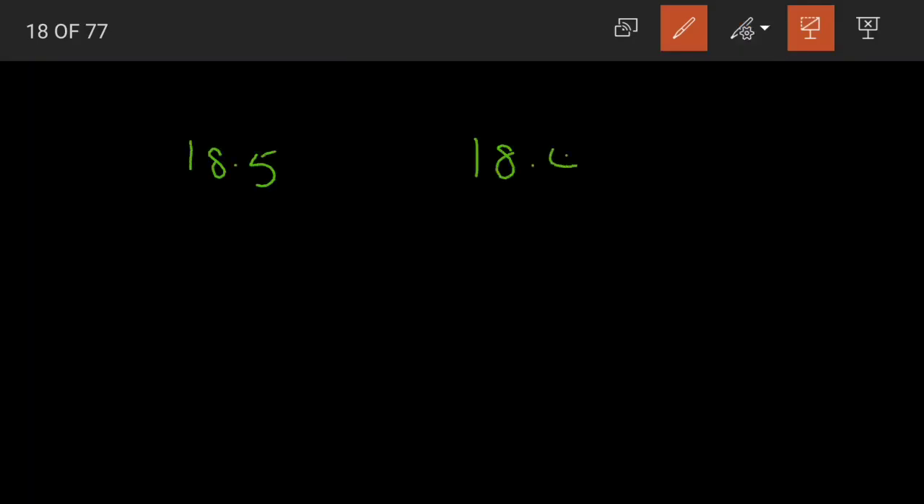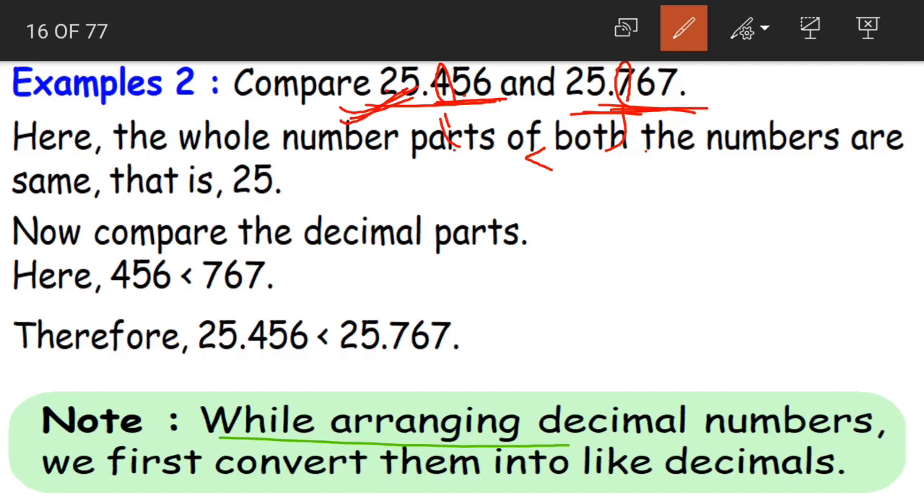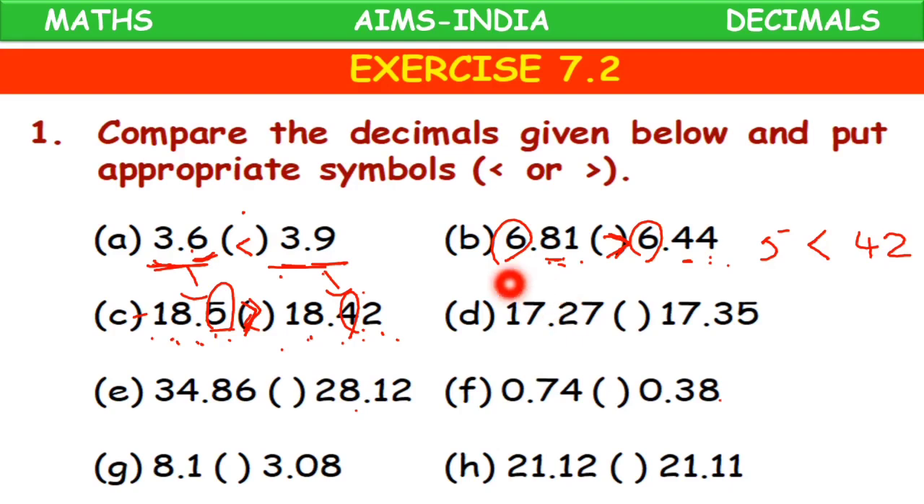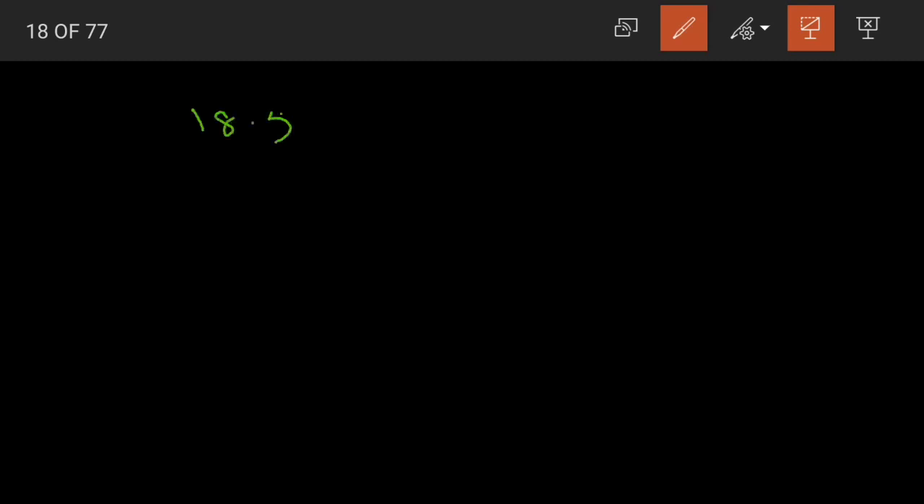18.5 and 18.42. Again, if you remember the note here, what was written here? While arranging decimal numbers, we first convert them into like decimals. Or while arranging and also while comparing, like decimals means what? Let me write here the decimal numbers we have. Like decimals are those decimal numbers which have the same number of decimal places. Yes, here the number of decimal places is 1 and here we are having 2. So now we have to add one more decimal place here. How can we do that? We can simply add a 0 to the right side of it.